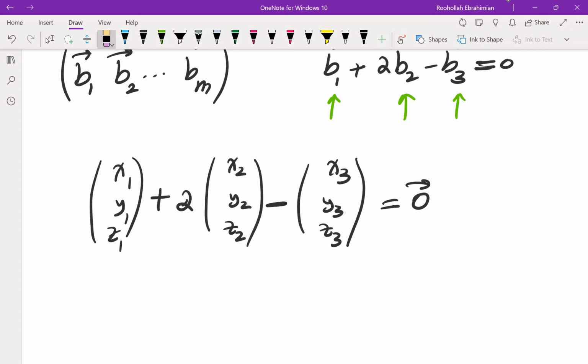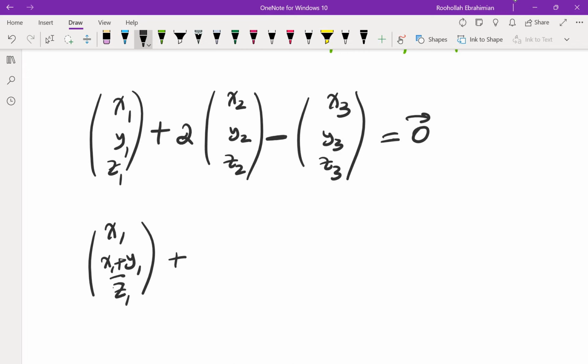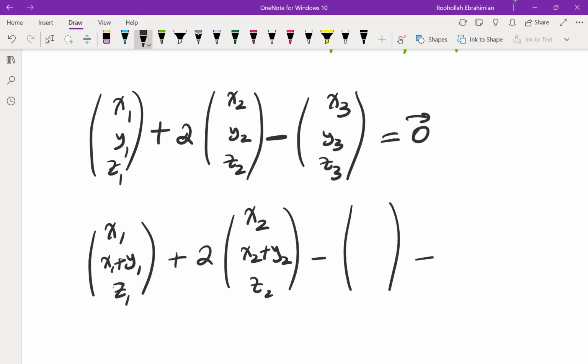Now, when you apply row operations, let's say you add the first row to the second row. So what do we get? We get x1, and then we get x1 plus y1. So because it's homogeneous, the equation remains the same. On the other side, we'll still get the same number, 0. So this guy, x2 plus y2, z2, is also going to be 0.